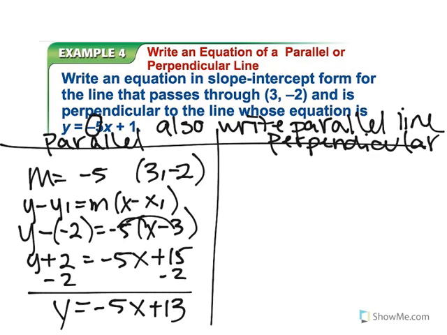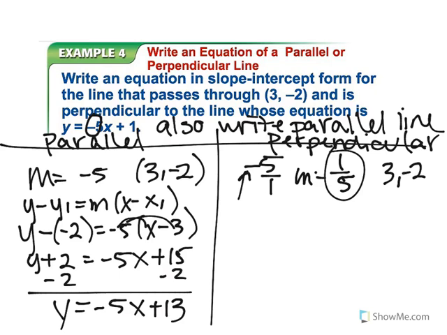Alright, now we're going to write the perpendicular line. Now, if we look at -5x, we're not going to actually use -5 as my slope. We're going to use the opposite reciprocal. So if I write this over 1 and I flip it, I get 1 over 5, and it has to be the opposite sign. So we're going to use the slope 1/5. We're going to use the same point, (3, -2), and we're going to use y minus y1 equals m times x minus x1 again in order to get my equation.